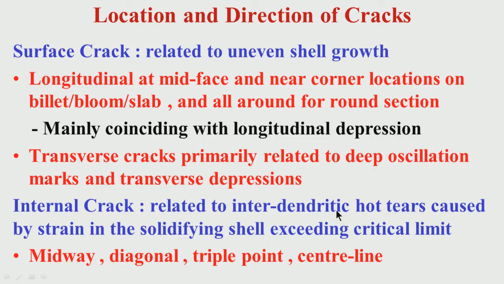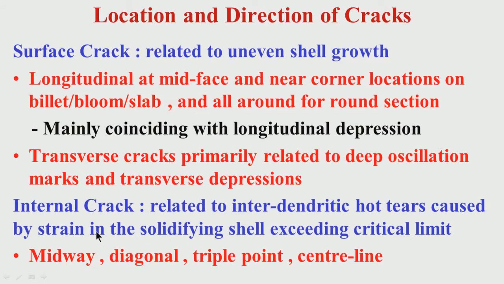So this is related to interdendritic hot tears. Why do they form? I have mentioned to you that around the solidification end temperature there is a brittle temperature region. So in the interdendritic, that means intercolumnar, regions which are relatively weak, we call them hot tears. There will be formation of cracks in those interdendritic intercolumnar regions, so we call them internal cracks.